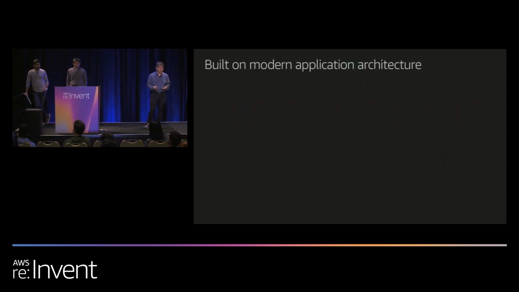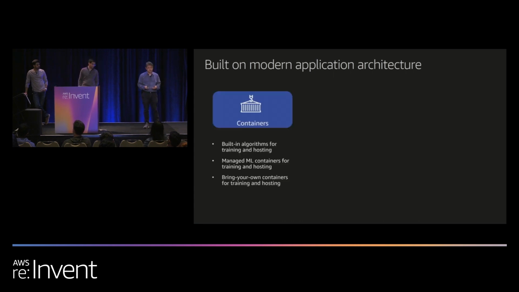Now, Amazon SageMaker has been built on modern application architecture. It uses container technology extensively.